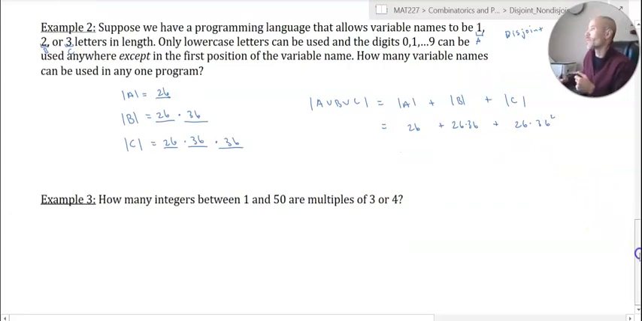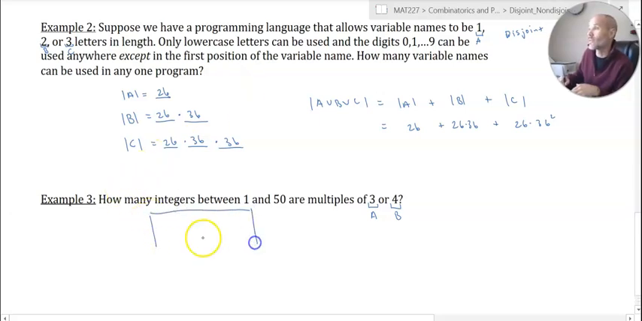Awesome. Now let's look at a non-disjoint situation. How many integers between 1 and 50 are multiples of 3 or multiples of 4? We look at the picture of this and we think about numbers that are multiples of 3, and then we look at numbers that are multiples of 4. Well, there are some numbers that are multiples of both 3 and 4. For example, the number 12, 3 times 4, right? That's 4 multiples of 3, and it's 3 multiples of 4.